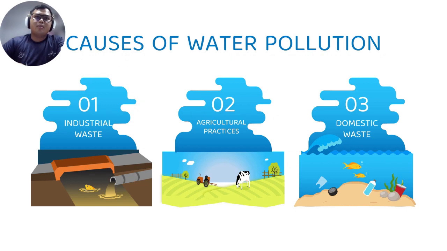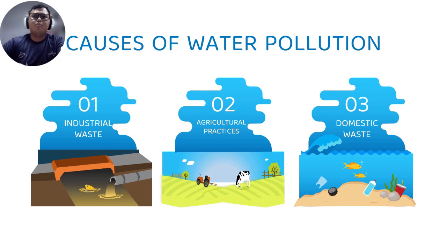There are 3 main causes of water pollution. Industrial waste is one of the main contributors to water pollution. Many industries discharge untreated waste into water bodies, leading to water pollution. Agricultural practices are another significant cause of water pollution. Fertilizer and pesticide used in agriculture run off into the water bodies and pollute them.